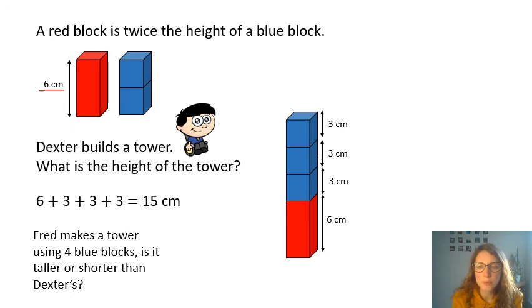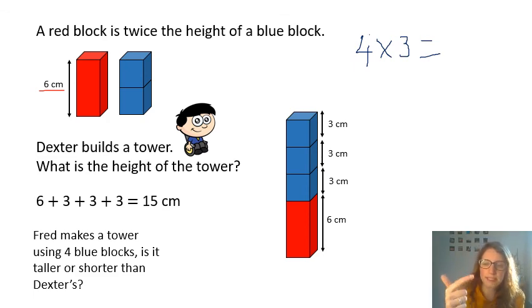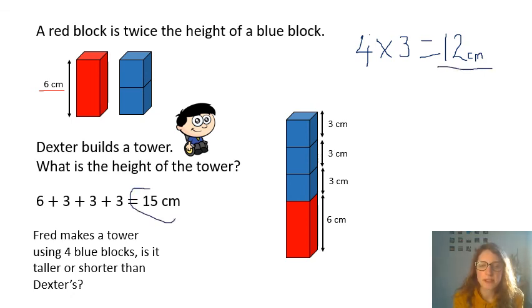I'm not going to draw them on here because it's a bit tricky to draw, but we can use our maths knowledge to help us. So we've got 4 bricks and they are 3 centimetres each. So we could do 4 times 3. So we've got 3, 6, 9, 12. So 12 centimetres high. So is Fred's tower taller or shorter than Dexter's? Dexter's is 15 centimetres, Fred's is 12, so his is shorter.